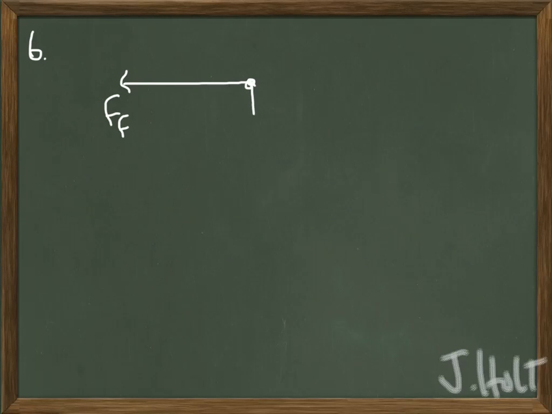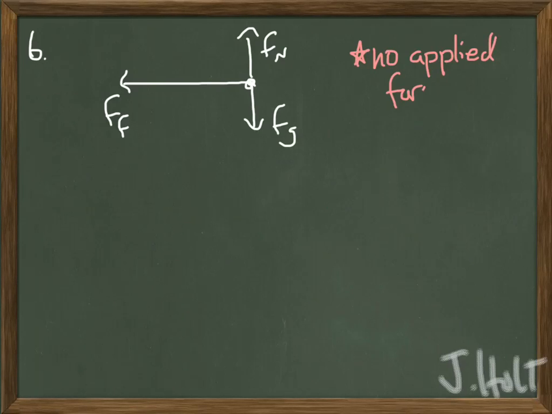In question number 6, we have a sliding block that's slowing down. It's really important in these situations to remember that there's no applied force. Once upon a time there was one, to get that block moving, but at the moment that it's just sliding across the ground and slowing down, the only force in the x direction is the force of friction.